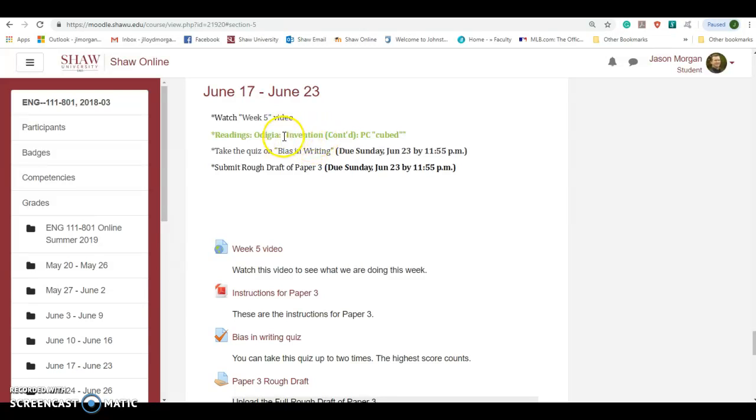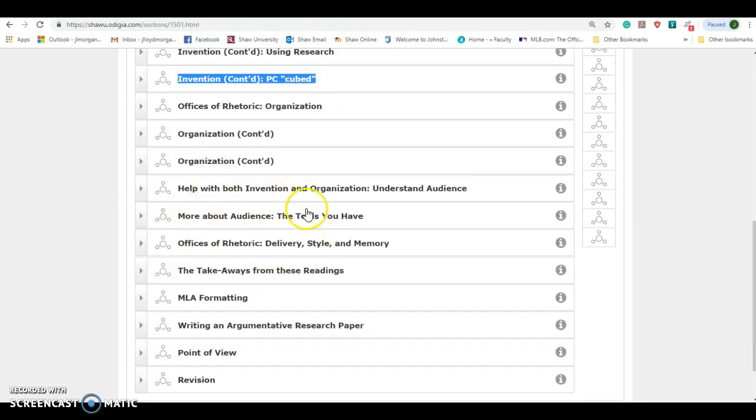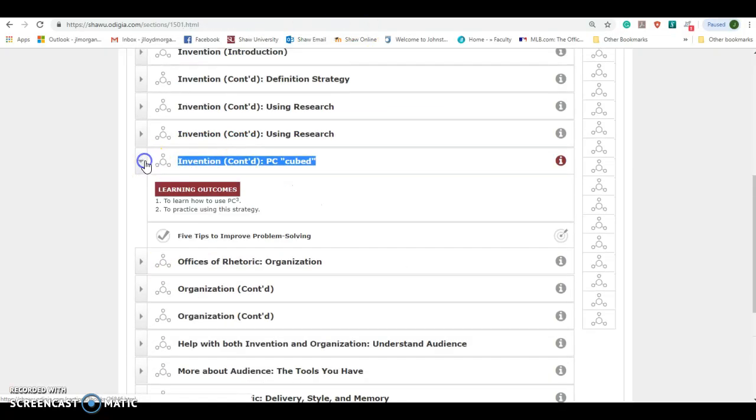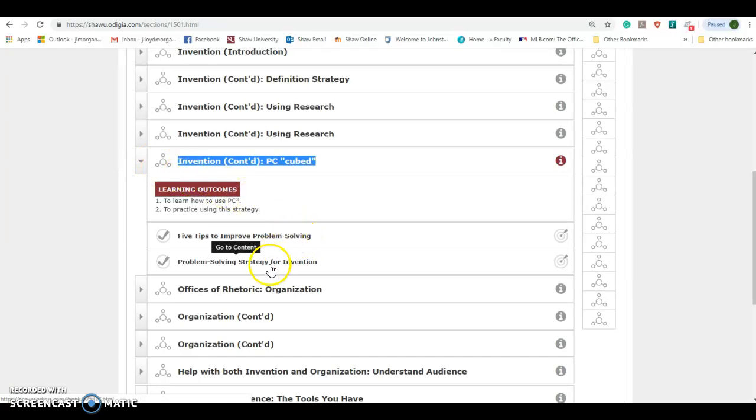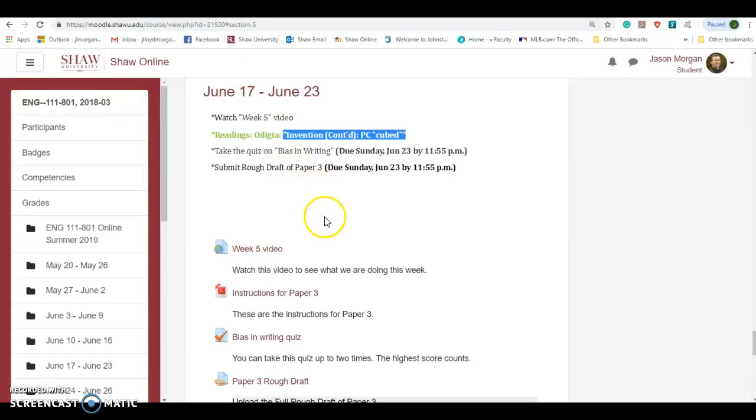Well, the reading in Odigit is invention, PC cubed. What does that even mean? Okay, well, that's found right here. Basically, it's helping you review some concepts, trying to figure out how to write argument papers, how to get started, and invention, the idea of generating ideas. So that's great stuff there. Anyway, so there's the Odigit reading.